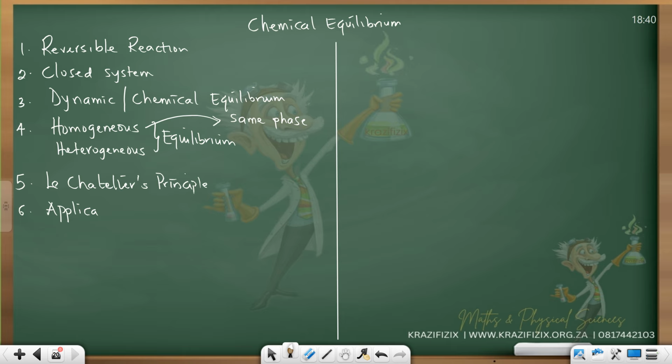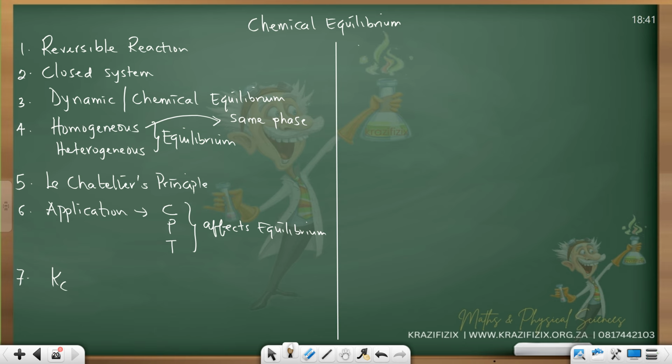Number 6, application. That is how your concentration, pressure, and temperature affect what? Equilibrium. I think we did concentration earlier on. So let's quickly talk about pressure. And then 7, we talk about your Kc.